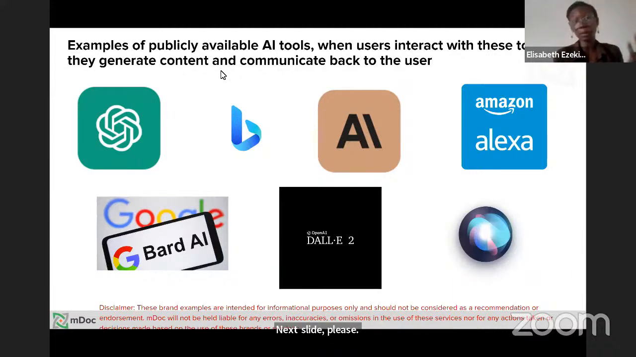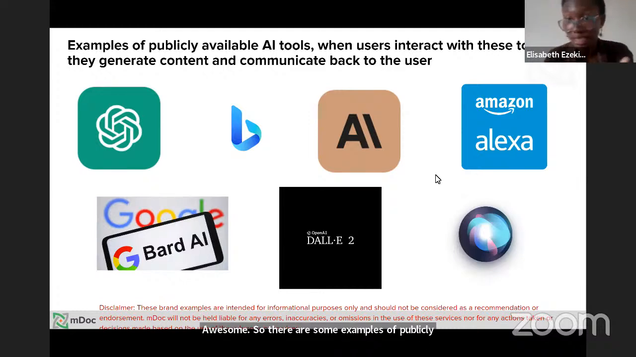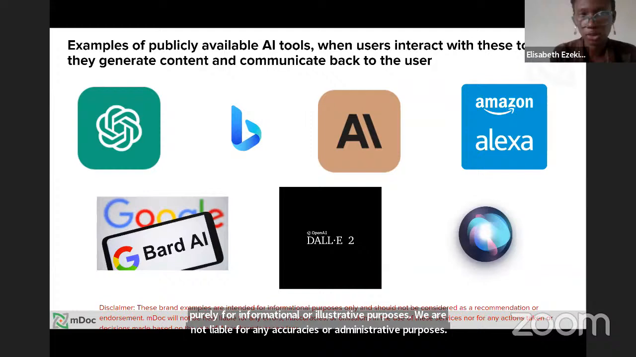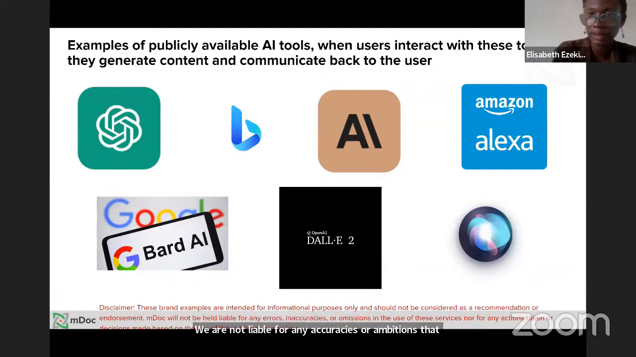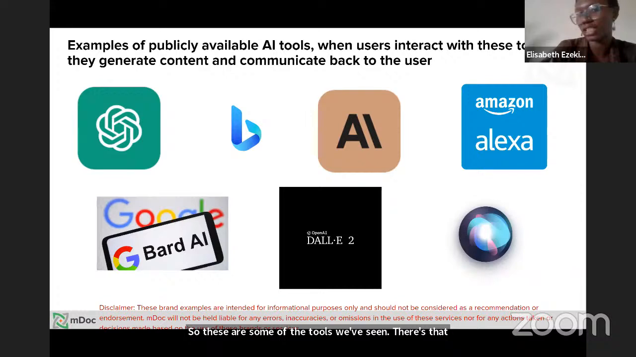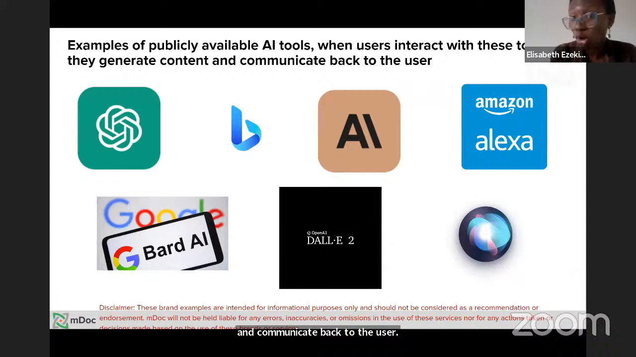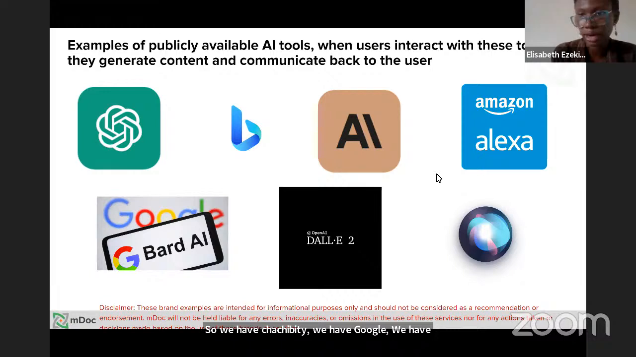Awesome. So there are some examples of publicly available AI tools. I'm going to also at this point just give a quick disclaimer that these examples or brands are purely for informational or illustrative purposes. We are not liable for any inaccuracies or omissions that might be experienced in the use of these tools. So these are some of the tools we've seen that users can interact with, and that can generate content and communicate back to the user. So we have ChatGPT, we have Google Gemini, we have Amazon, we have several of these, right? And we've given examples of them. So next slide, please.